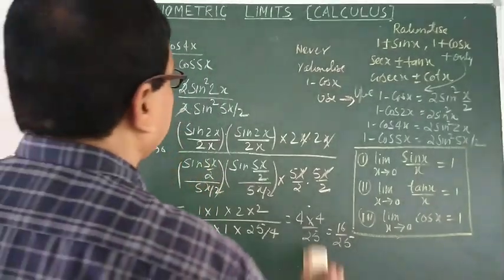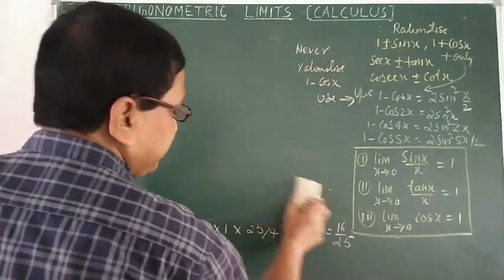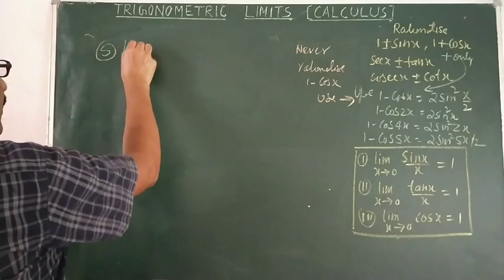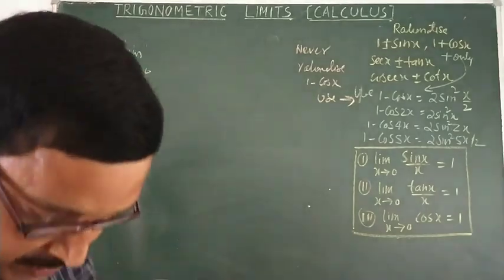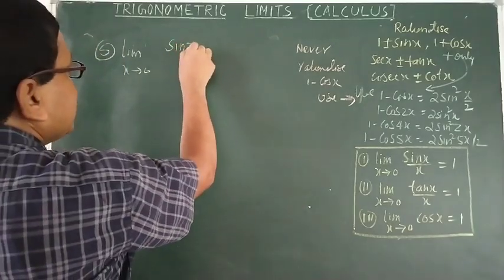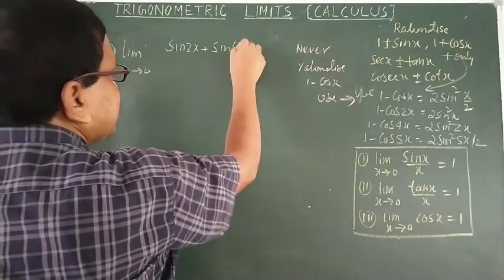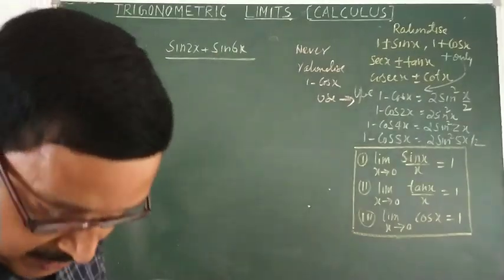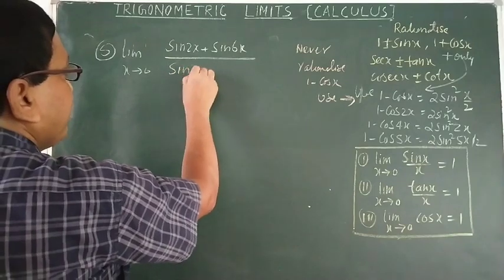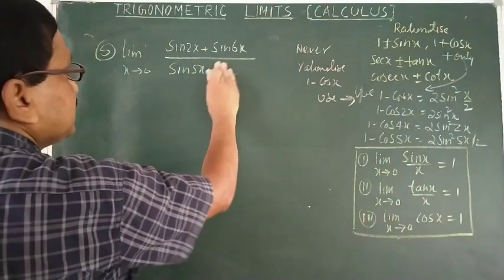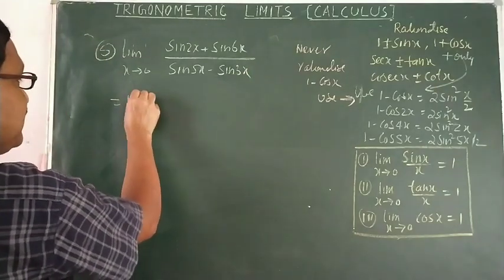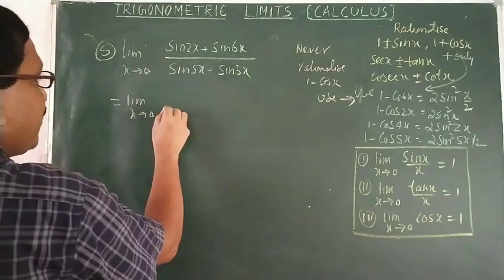Now fifth number problem. This is the fifth number. Limit x tends to 0. Sin 2x plus sin 6x divided by sin 5x minus sin 3x, limit x goes to 0.